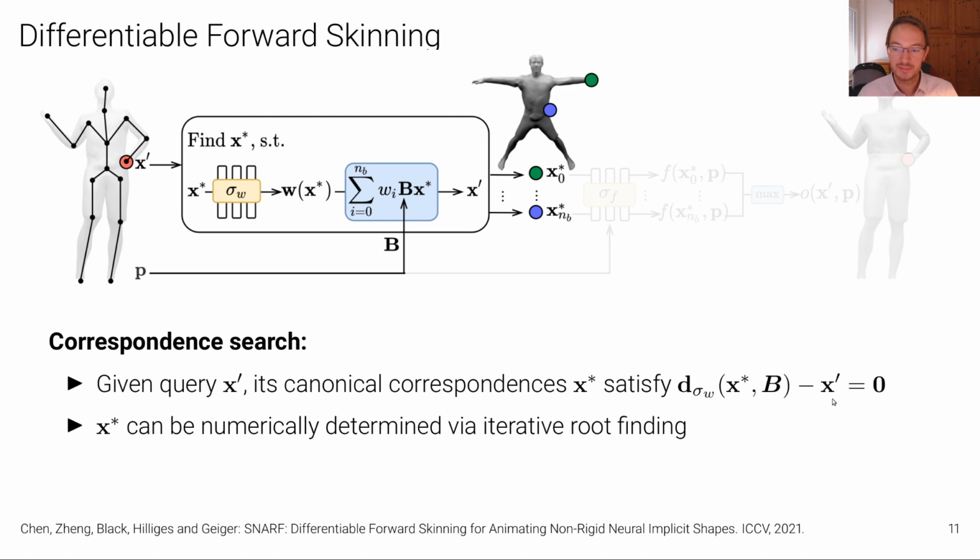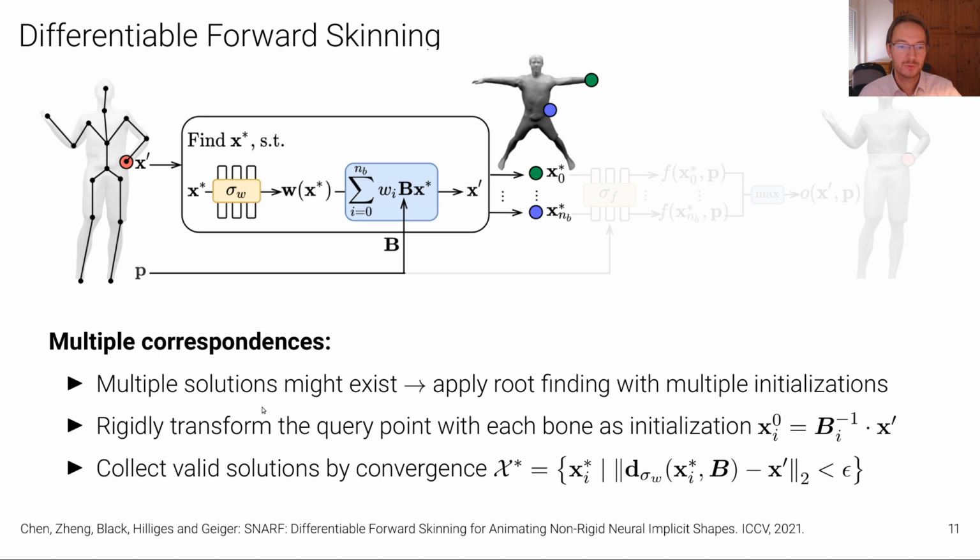And what you can already see is that there might be multiple roots. There might be multiple solutions. And this is why we can now handle a one-to-many mapping.